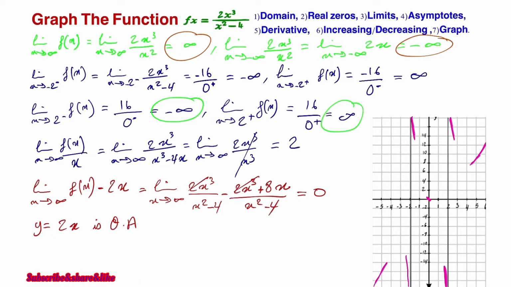When x equal 1, y equal 2. So we know that the function has an oblique asymptote, something like this. And the same thing, if we go to minus infinity, we'll get the same thing, because it will be just 1.